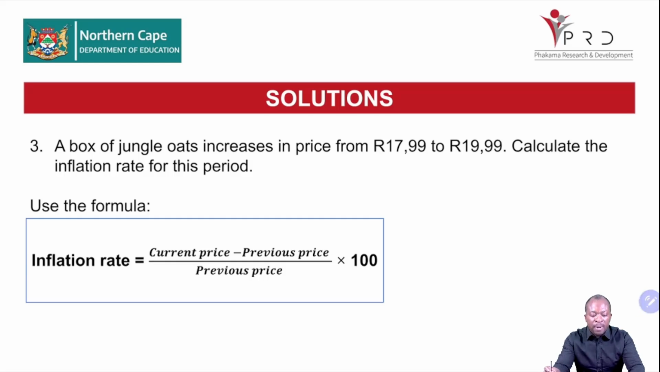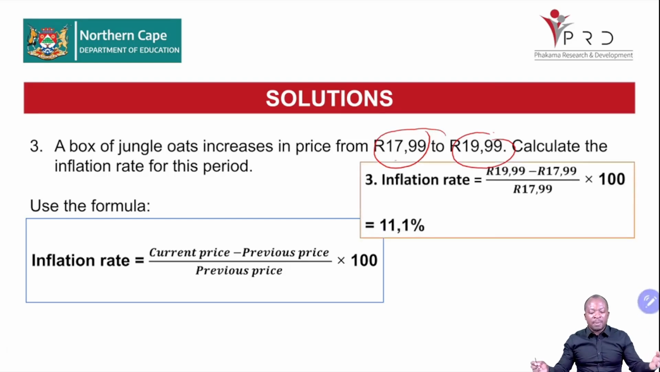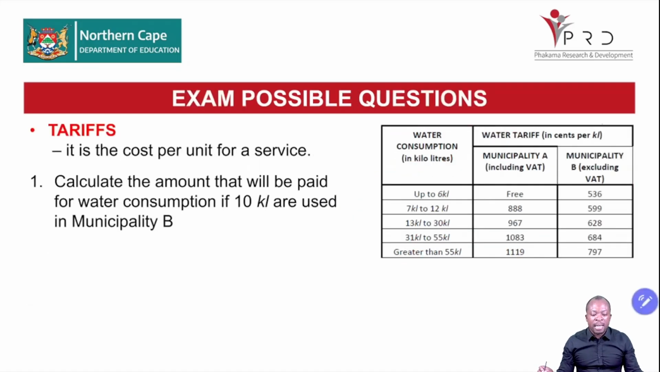All right. A box of Jungle Oats cost $17.99 and it has changed from $17.99 to $19.99. What was the inflation rate? Remember the formula, this one is the easiest. New minus old divided by old times 100. You substitute the values and then you press your answer. You are done with that.